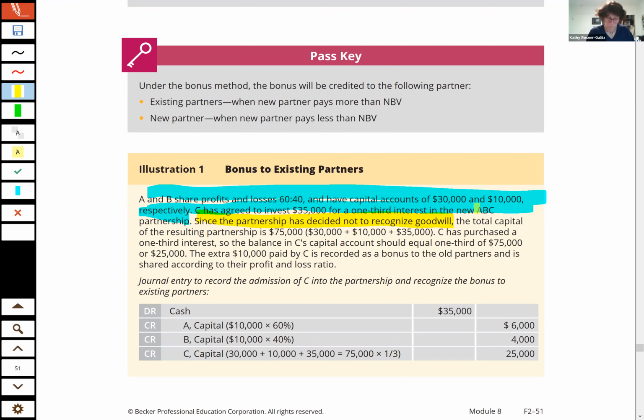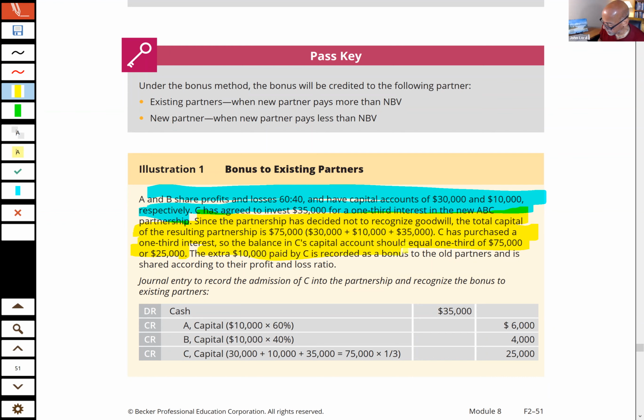And so it's not exact. And they told me don't recognize goodwill. So I'm only left with the bonus method. The capital of the resulting partnership will be what? 75,000: 30 for A, 10 for B, and 35,000 for C. C has purchased a 1/3 interest, okay?